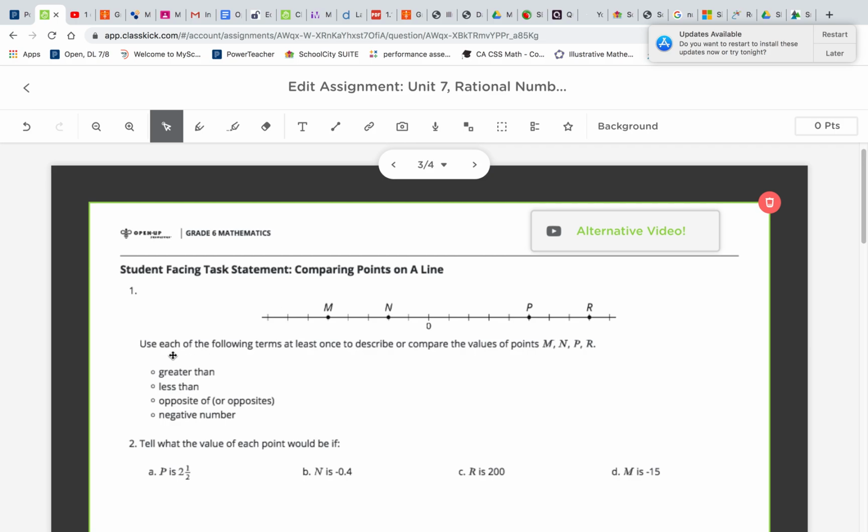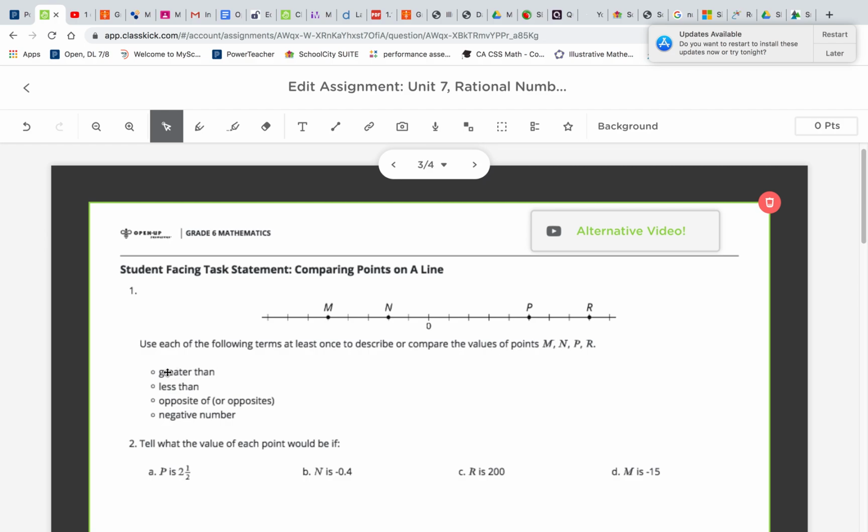Okay, so we're going to use each of the following terms at least once to describe or compare the values of points M, N, P, R. Here they are, M, N, P, R. Notice the only number that we have on the number line is 0. Okay, so you're going to see shortly that there are a lot of different possibilities for what the values of everything else can be. But the 0 being placed where it is does tell us some important information.